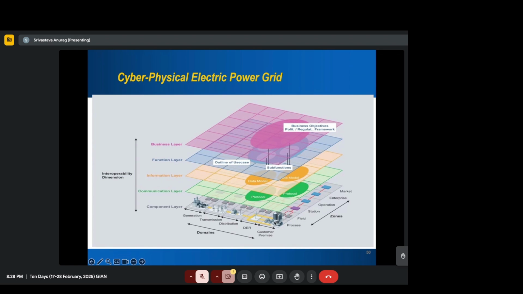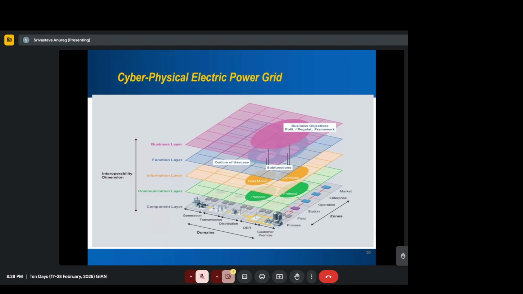And then we have customers, who are putting in more renewable energy now in different zones. So the process is basically the physical assets. Then there's a field, there's station assets, then there's operation and the enterprise level, and then market level. All these together, we can only get the data out of this because of the communication layer. So that is the green one.